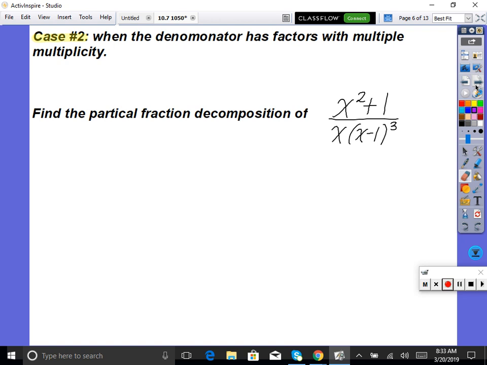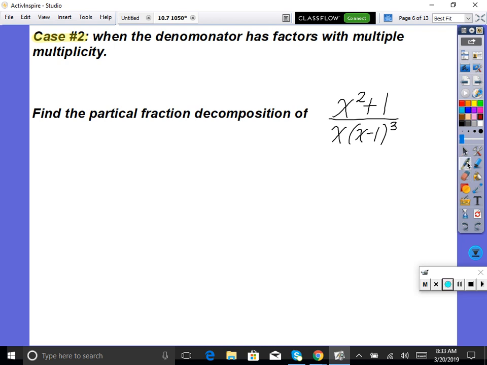All right, so here's case number 2. We just saw how to split it up with partial fractions if we have all linear factors of multiplicity 1. When there are multiple multiplicities, we actually have to do something a little different. So you're just going to have to pay attention, memorize the process, and write yourself some notes on how I split this up. The math ends up being the same in the end, but the starting point of how we split this up has to be a little different.